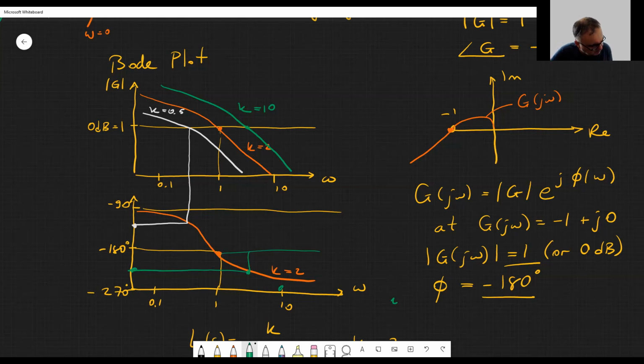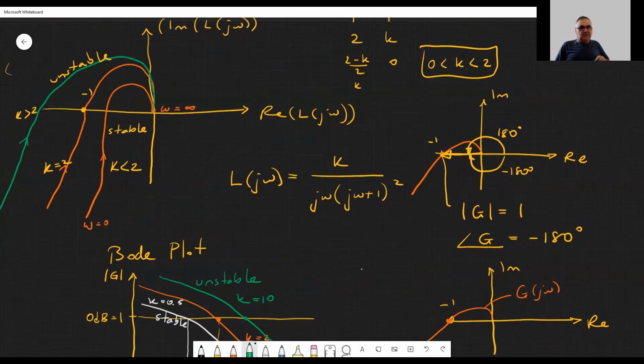So as we see, and as we know, this thing is stable, whereas this yellow one, the green one, is unstable. Okay, the phase is greater than 180 degrees, whereas the phase here is less than 180 degrees. What happens in this picture is the following.